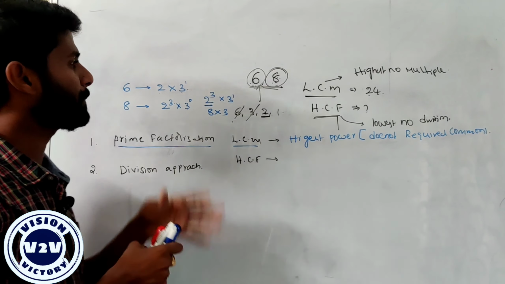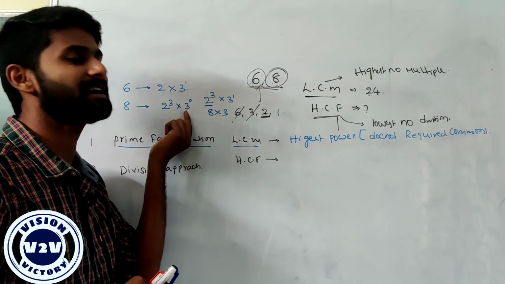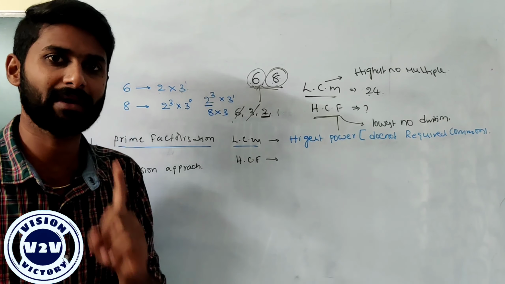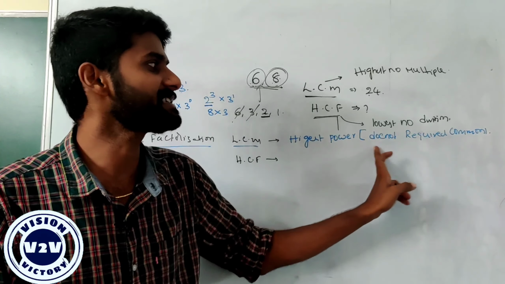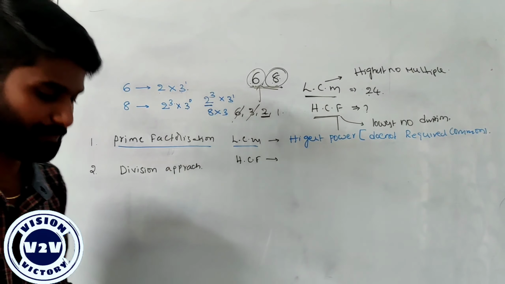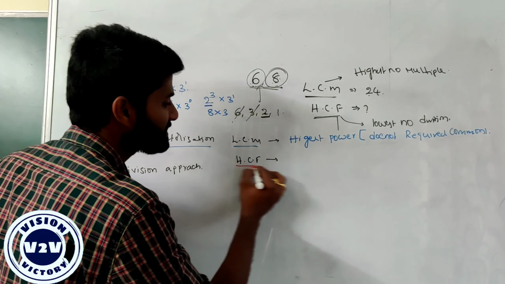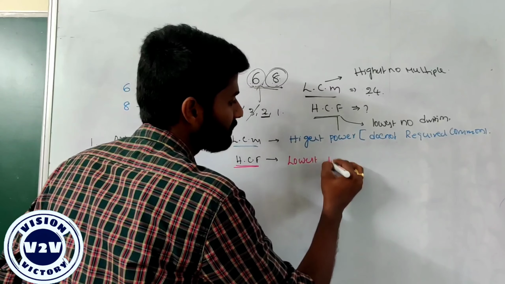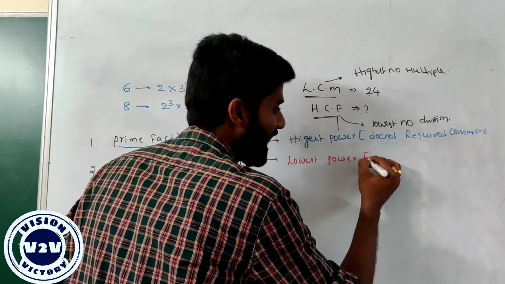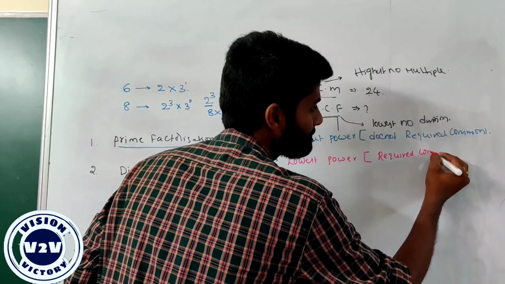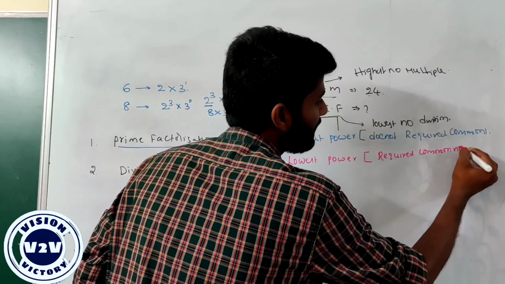Why? Because if you pick the highest power of one number, the other one becomes 3 power 0 or a power 0, and any number to the power 0 is always 1. That's why it does not require any common number, so you can directly pick the numbers and consider the highest power. If you want HCF, you consider the lowest power, and definitely we require a common number.